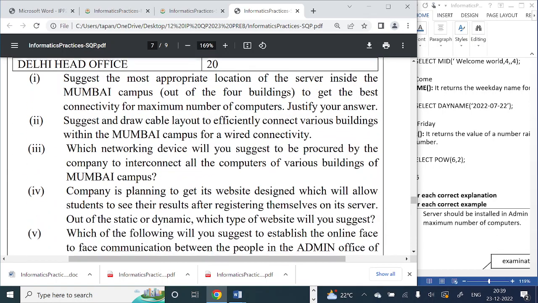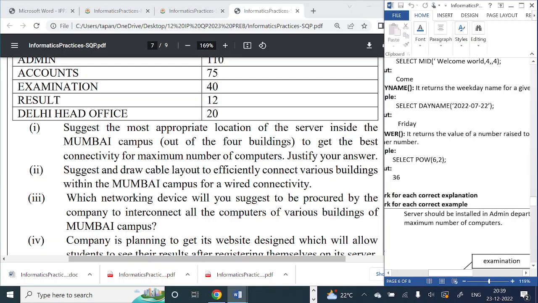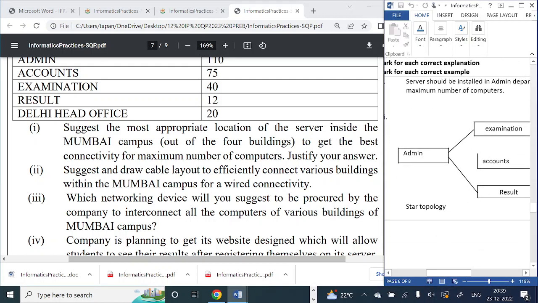So let me see the answer CBSE has given. Here you can see star topology. So you will also draw star topology, where admin is having the maximum computers, 110. You will keep it in between and you will connect with all the 3. Here the line is missing, it will be connected with accounts also. So all the 3. So this is your star topology.